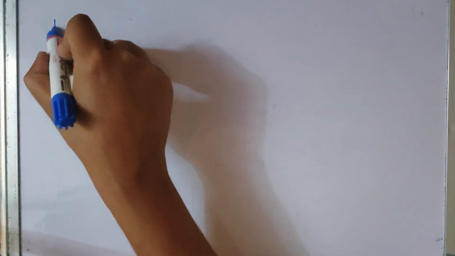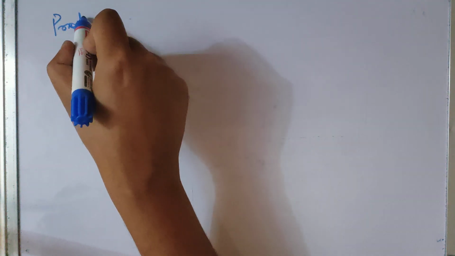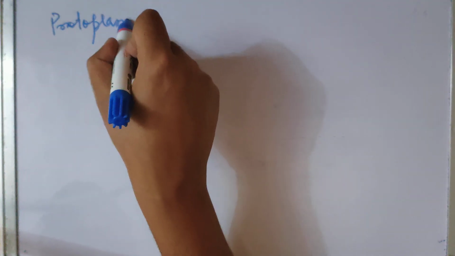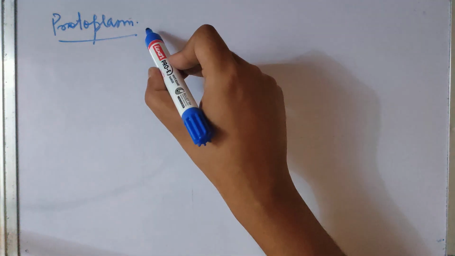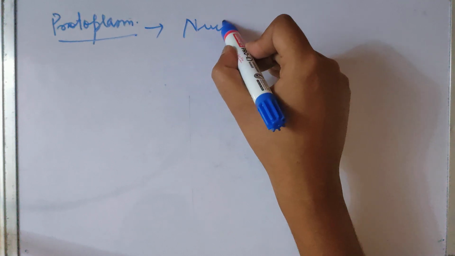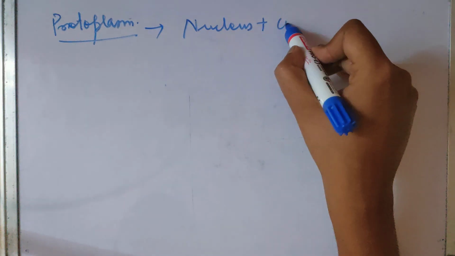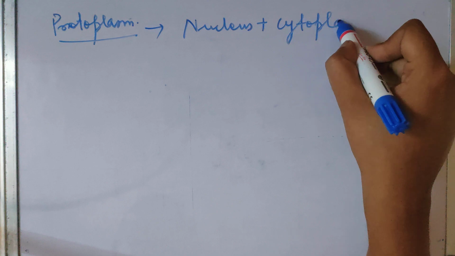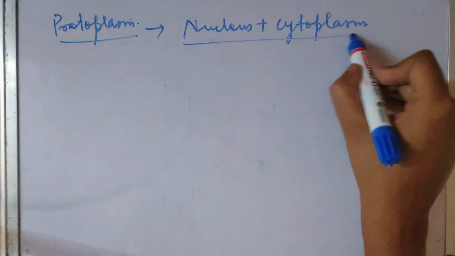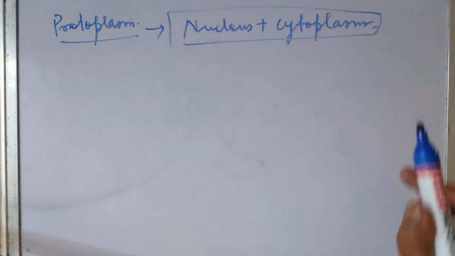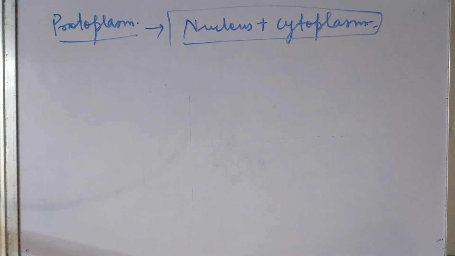Now moving on, questions were asked previously about protoplasm. So we'll discuss protoplasm. What is protoplasm? Normally protoplasm is nothing but nucleus plus cytoplasm in the cell. So nucleus and cytoplasm make up protoplasm.